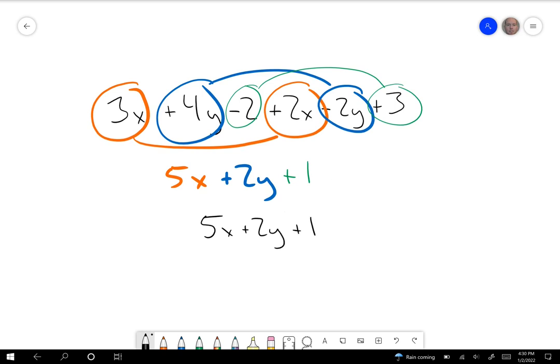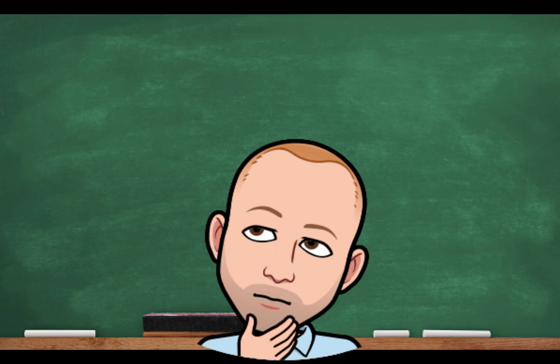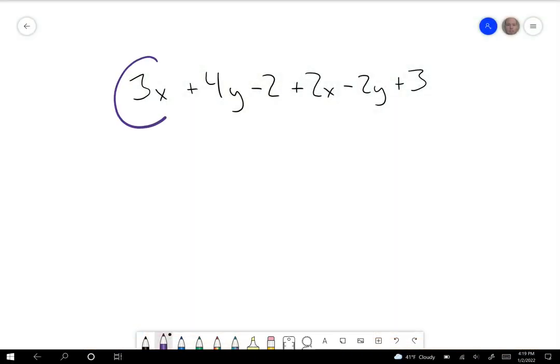So let's think about why this shortcut works. If we take 3x and look at it closely, 3x really means 3 times x. And sometimes variables can be confusing, so let's take it back to grade school and say 3 times 2. And what we learned in grade school is that 3 times 2 is the same as 2 plus 2 plus 2.